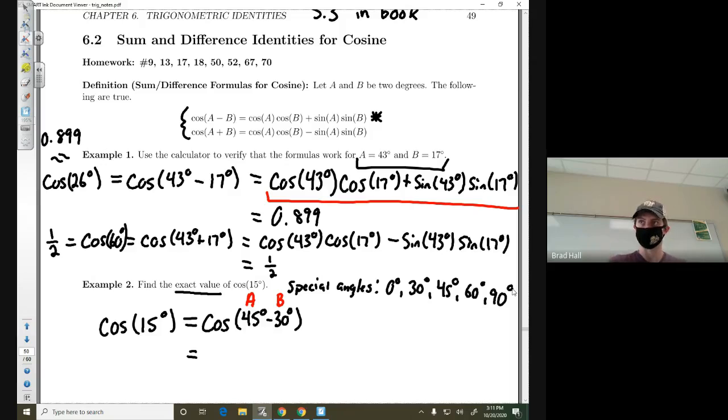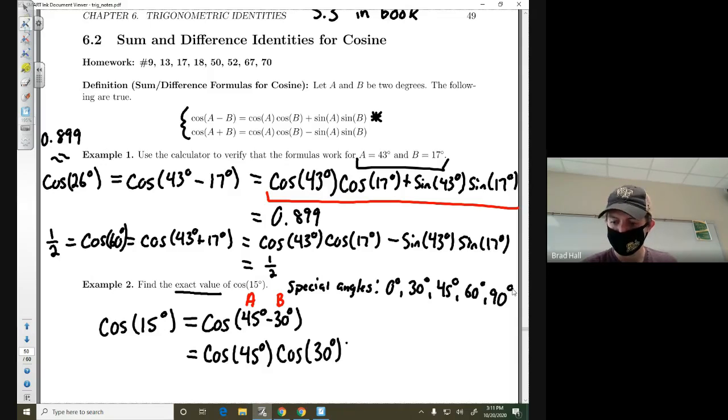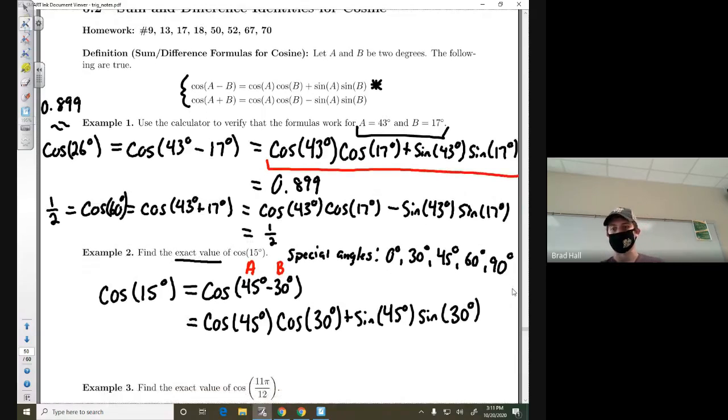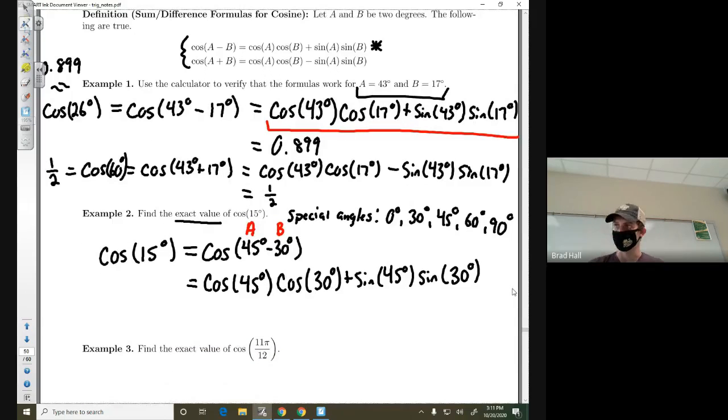I mean, you'll have all these formulas on the test and for your homework. So what the formula says, I'm reading off exactly: cosine of A, which is 45 degrees, cosine of B, which is 30 degrees, plus sine of A, which is 45, and sine of B, which is 30. Now if you think, all right, I'm going to plug that into the calculator, that's still not what you do.